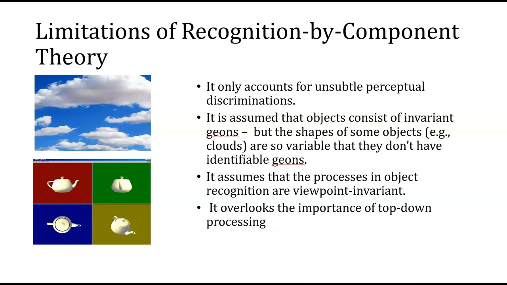Lastly, recognition by component theory assumes that bottom-up processing is very important in object recognition. However, top-down processes are also important, especially when object recognition is difficult, as we have shown in previous examples.